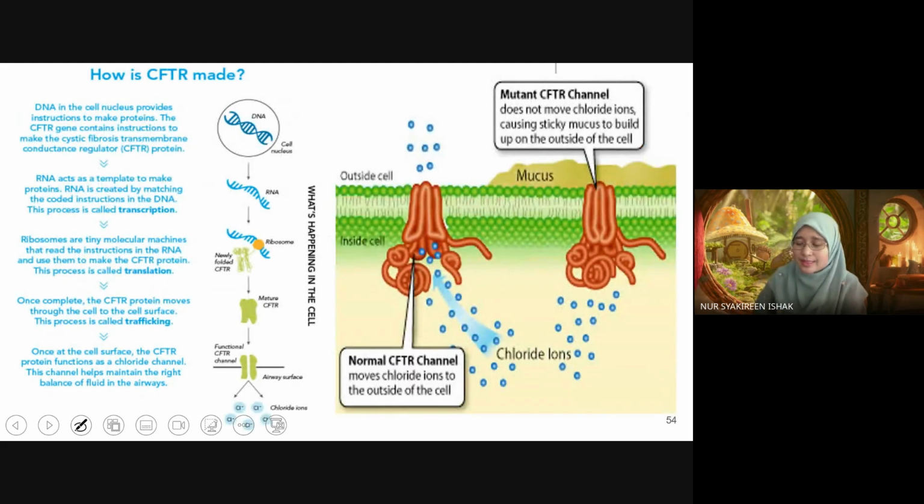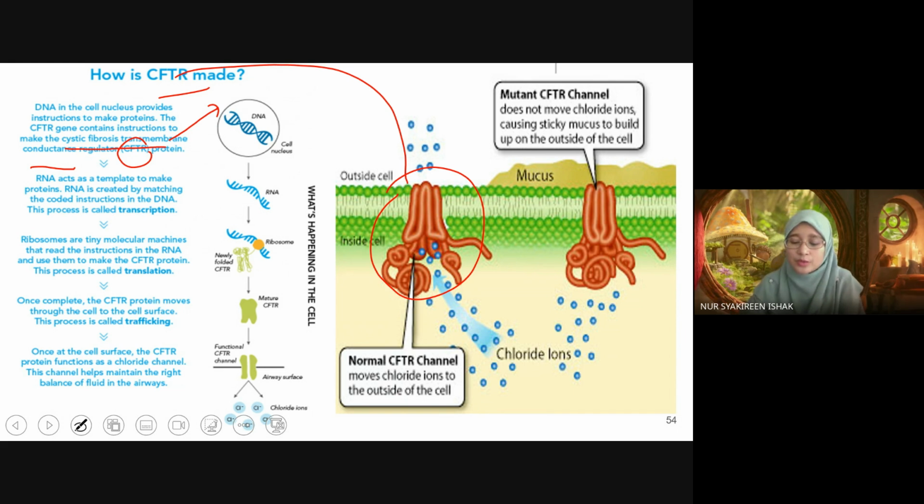Let's look at the next slide here. So this is the flow of how the channel is made. CFTR stands for Cystic Fibrosis Transmembrane Conductance Regulator. That is the name of the chloride ion channel from earlier. The name of this channel is CFTR.